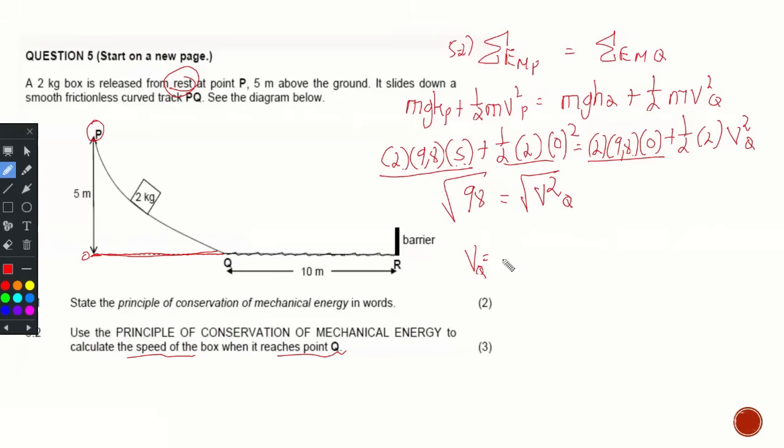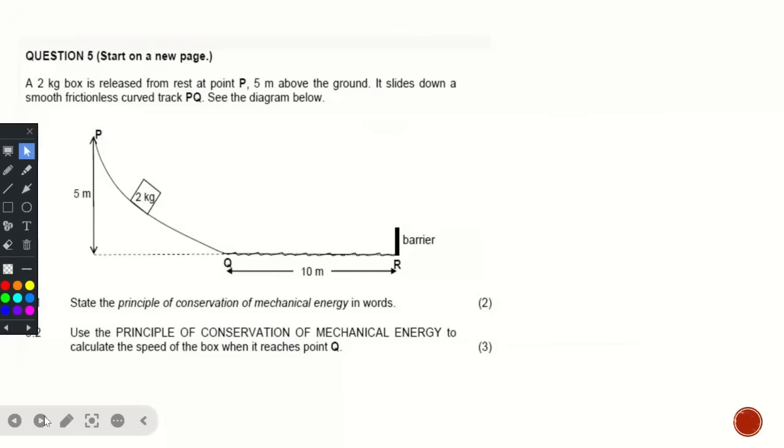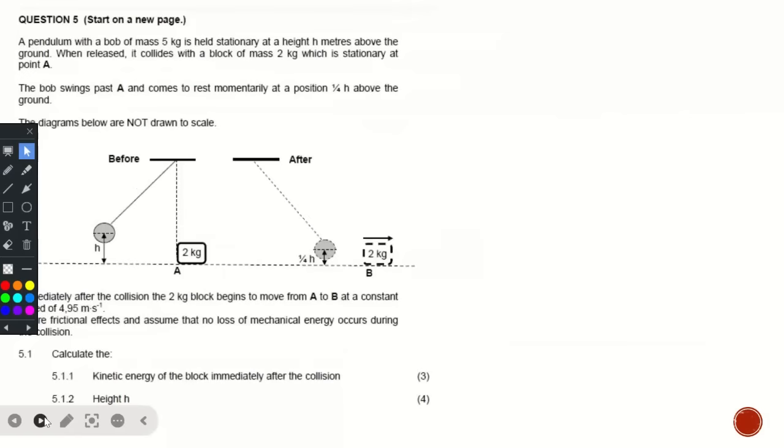Remember, we don't write in surd form in physical sciences, so we need to press the S-D button, and then it gives us 9.899. So that's basically 9.90 meters per second, rounded off to 2 decimal places. Okay, so basically that's how you would apply the principle of conservation of mechanical energy. Now that you have seen that, let's look at yet another example.